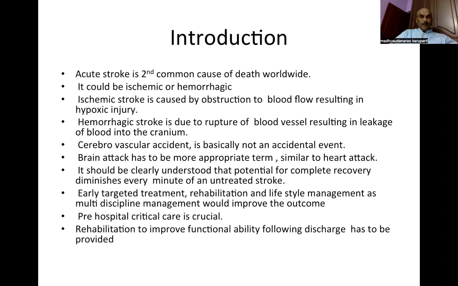So early targeted treatment, rehabilitation, and lifestyle management, as a multidisciplinary management, would improve the outcome. So pre-hospital critical care is crucial in most of the cases. Rehabilitation to improve the functional ability following the discharge has to be provided effectively.